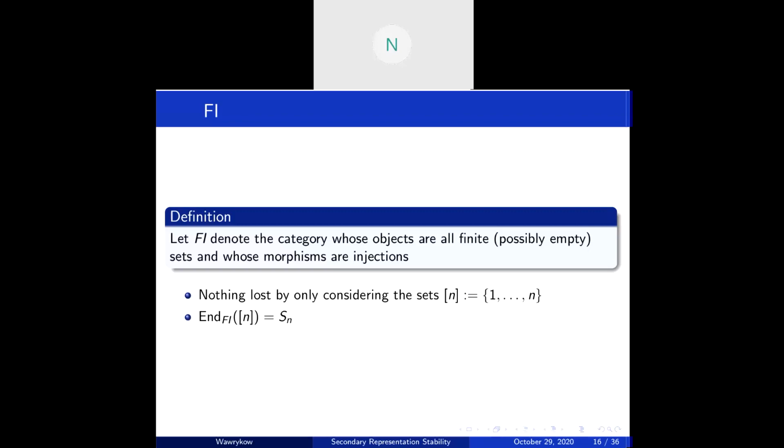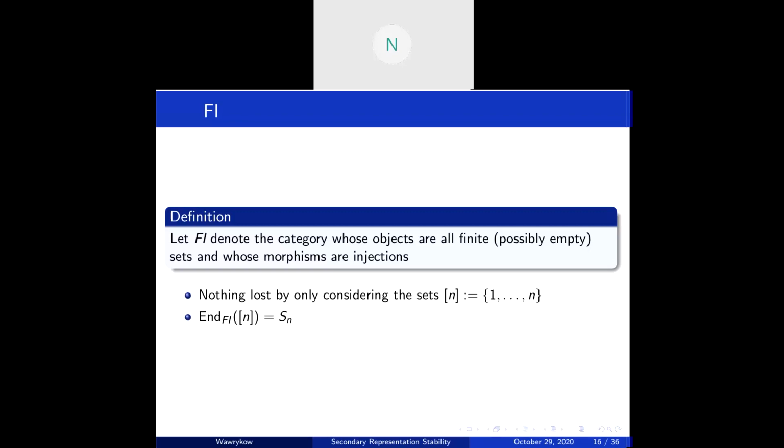Moreover, if we think about it, the only injections from a set of size n to a set of size n are going to be also surjections as well, and so bijections in the end. And the bijections on the set 1 through n, well, that corresponds directly with the symmetric group on n elements. So we can see the symmetric groups act nicely on these finite sets and these injections. So we can think about FI as a bunch of endpoints and some maps, and we know that symmetric groups are going to act nicely.